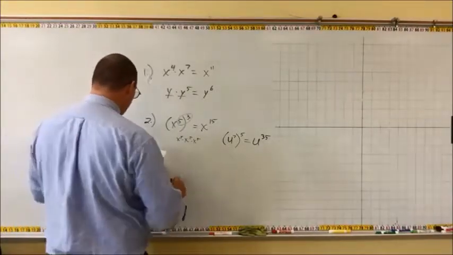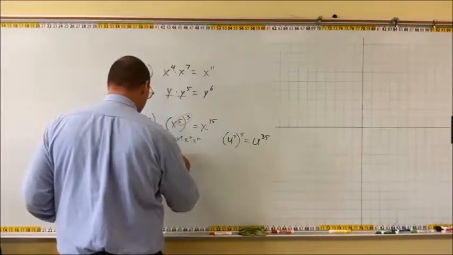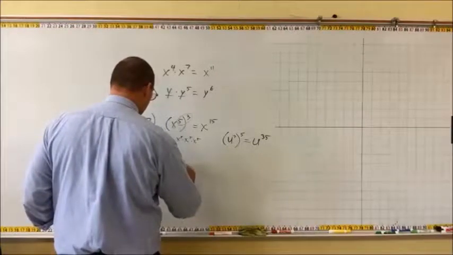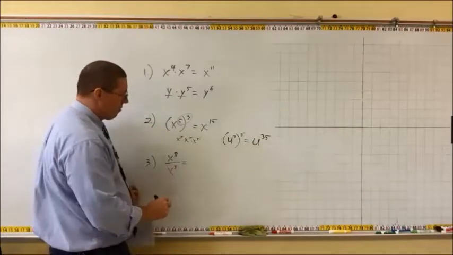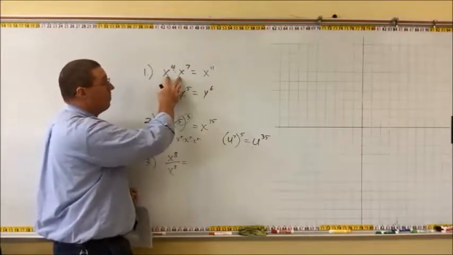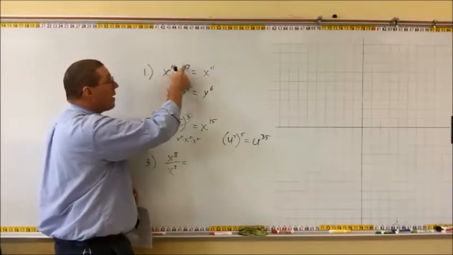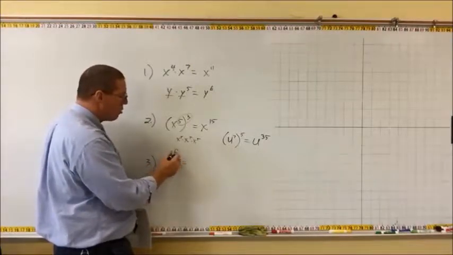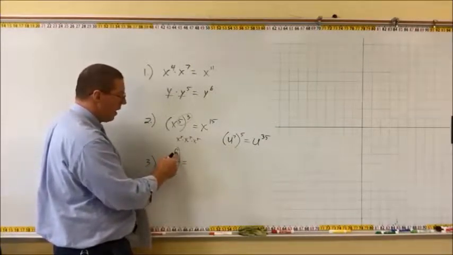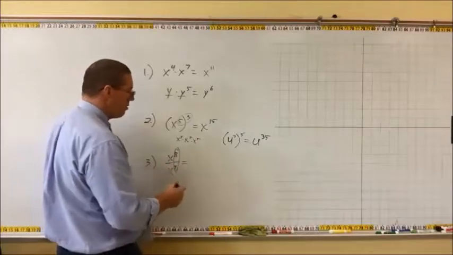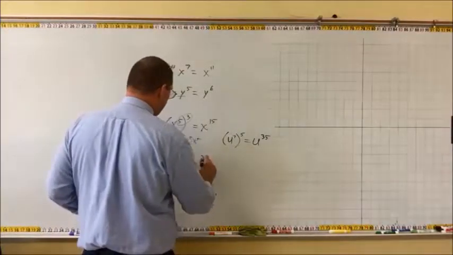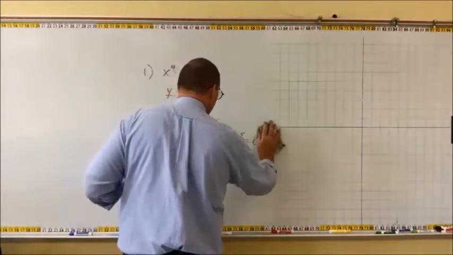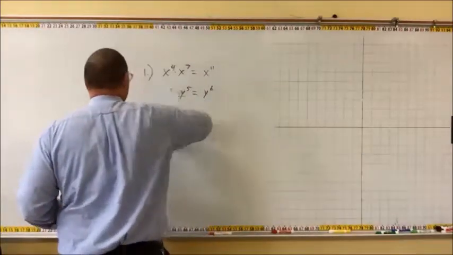It said, what is x to the 8th power over x to the 5th power? Well, when you multiplied a common base, you added the exponents. When you divide a common base, you subtract the exponents. And 8 minus 5 is 3. So this is x to the 3rd power. Okay? All right, let's move on to questions 4 through 6.